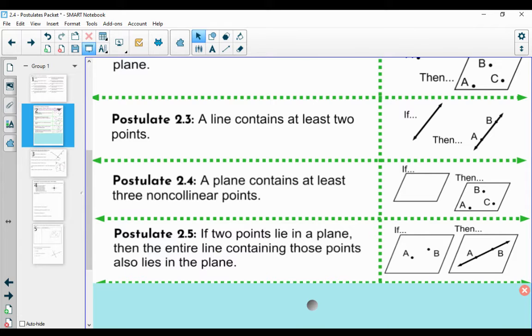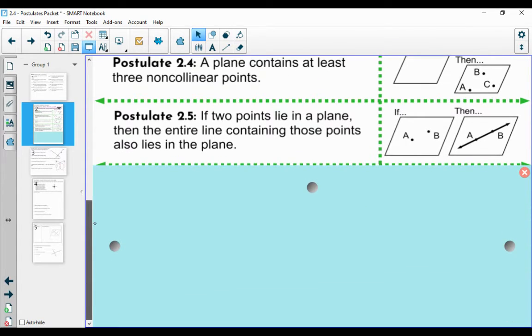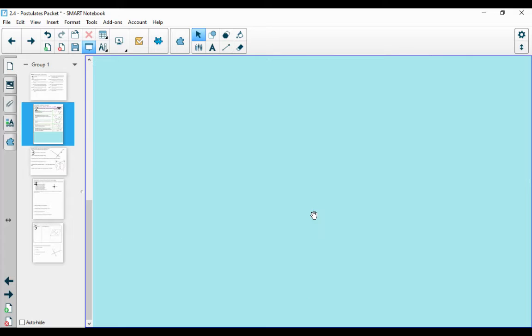Postulate 2.5. If 2 points lie in a plane, then the line containing those points will also lie in the plane. So I've got an illustration. If I've got 2 points in a plane, in this case my points are A and B, then when I draw line AB it is also going to be in that plane. I think we've got two more.